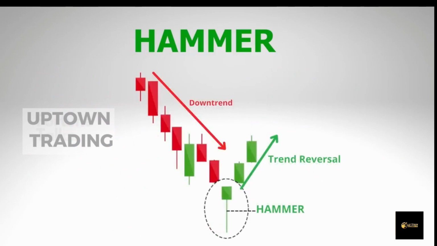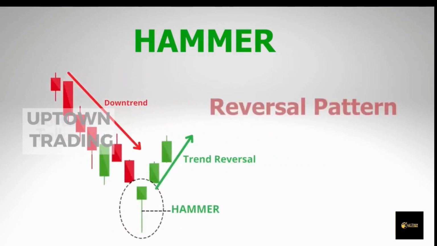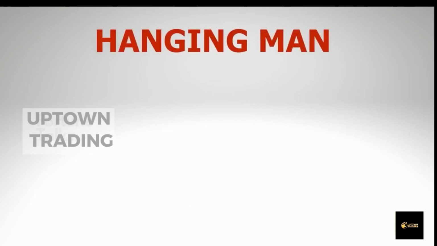This action by the bulls has a potential to change the sentiment in the stock. So we can say that hammer is a reversal pattern, and a hammer pattern could indicate a bullish reversal in the market. Now moving on to the hanging man, a pin bar is said to be a hanging man when it appears at the top of a trend.